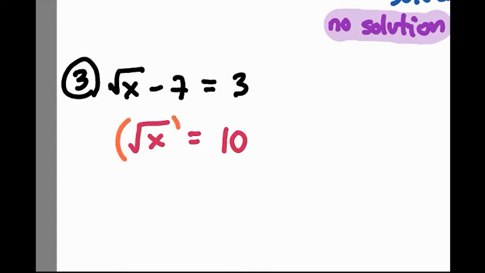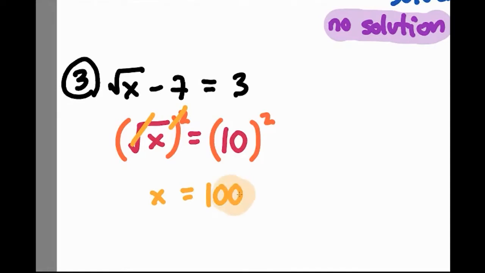Square both sides. What you do to one side, you equally have to do to the other. X is equal to 100. Okay, we have to check it, even though I said it was already going to work because of the negative. But the square root of 100 is 10. 10 minus 7 is 3. So it works. So because it works, that's the answer, and you're good to go.